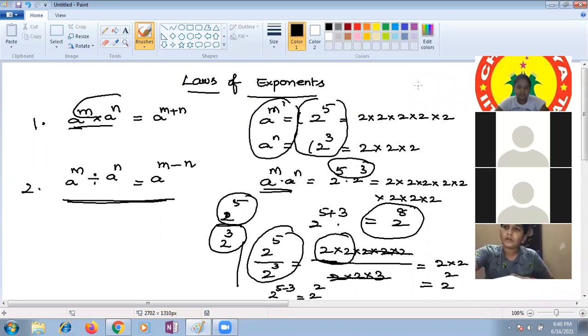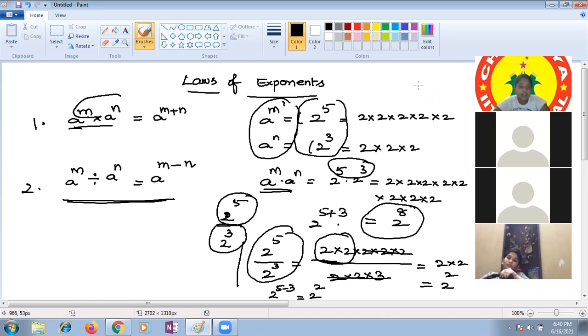No, ma'am. Right. No, Raghav. Just a minute, ma'am. I just wanted to explain these two laws of exponents. Okay, right. Ma'am, can I? Raghav? Ma'am, I have a doubt, Ritvik.